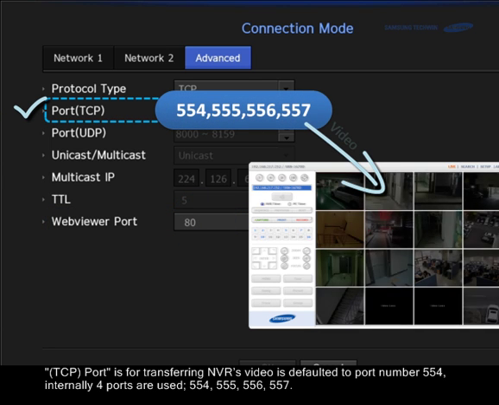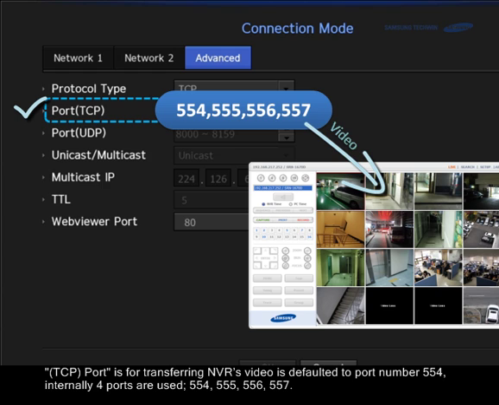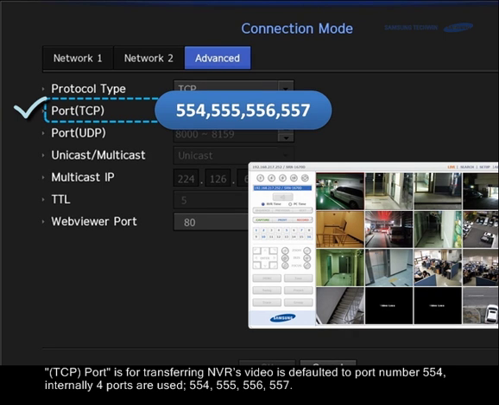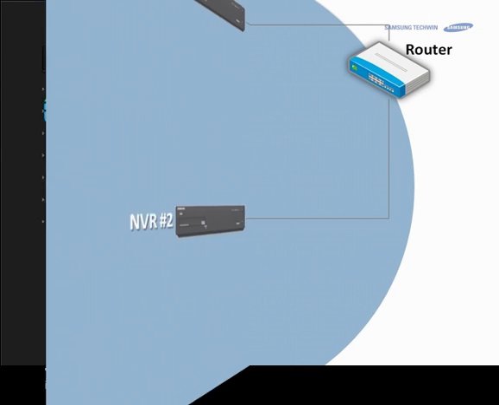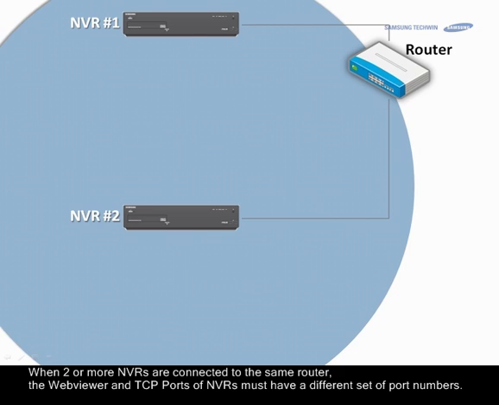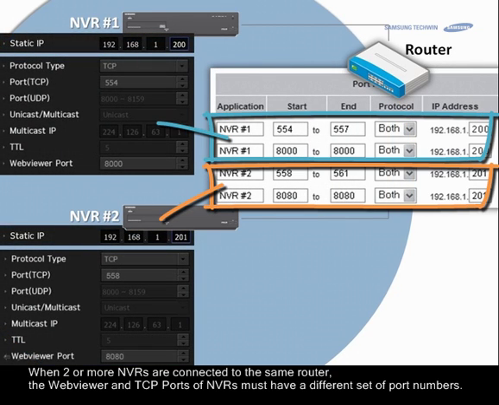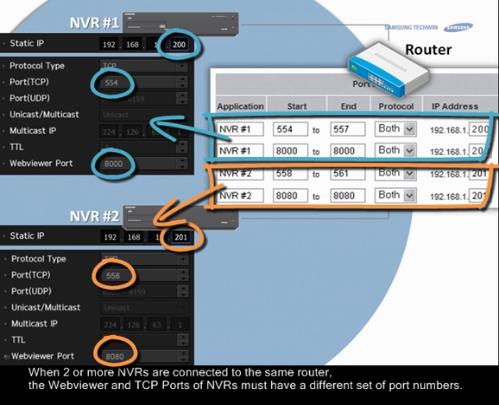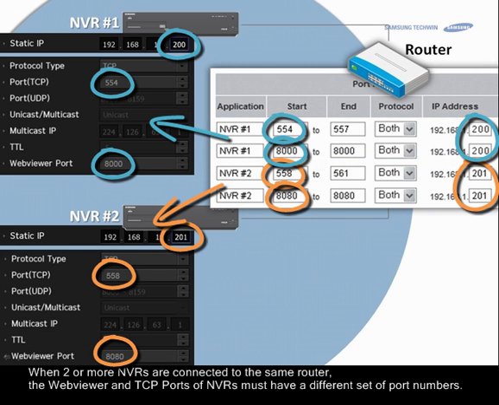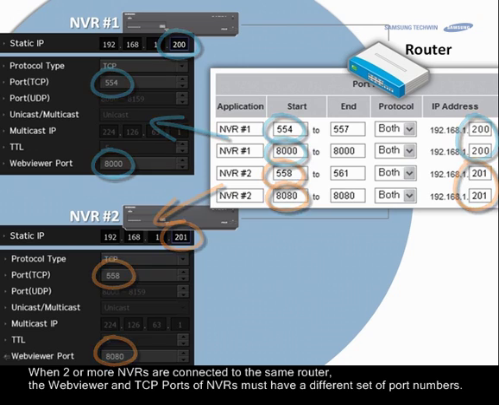The TCP/IP port for transferring the NVR's video is defaulted to port 554. Internally, four ports are used: 554, 555, 556, and 557. When two or more NVRs are connected to the same router, the web viewer and TCP ports of the NVRs must have a different set of port numbers.